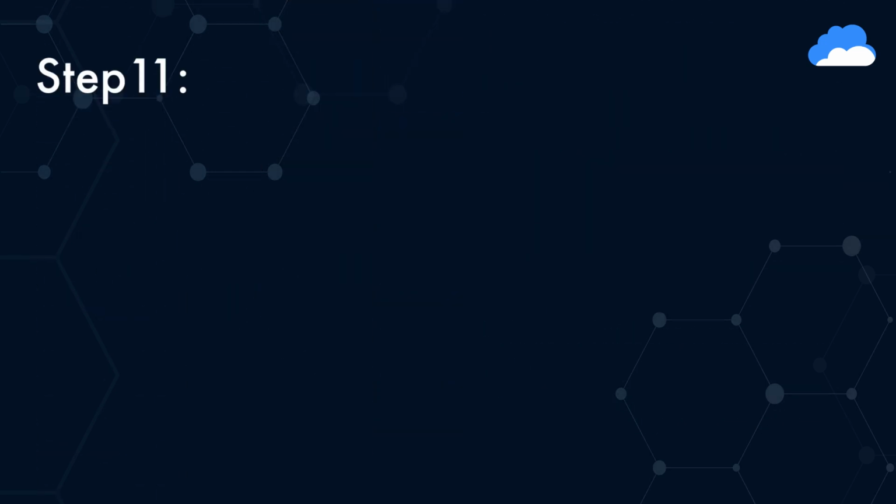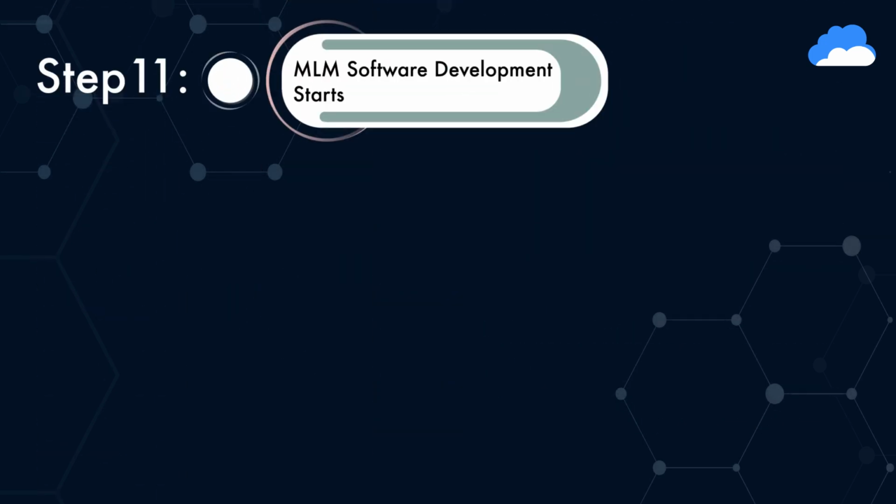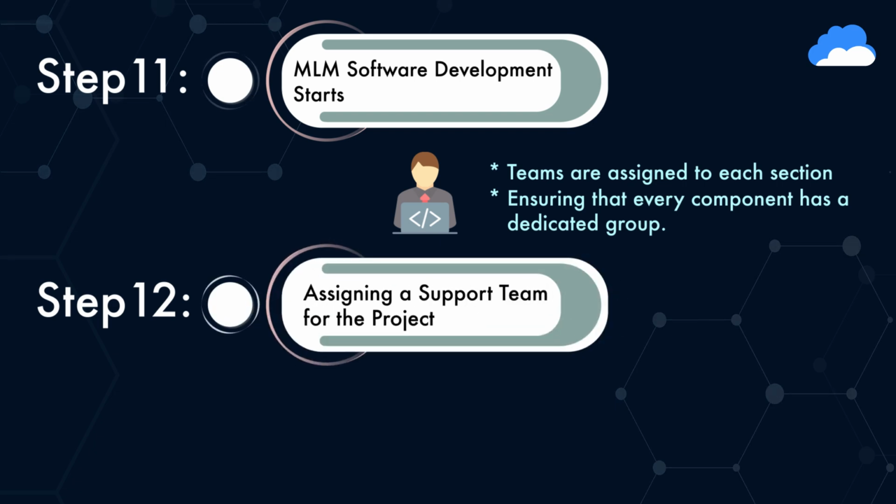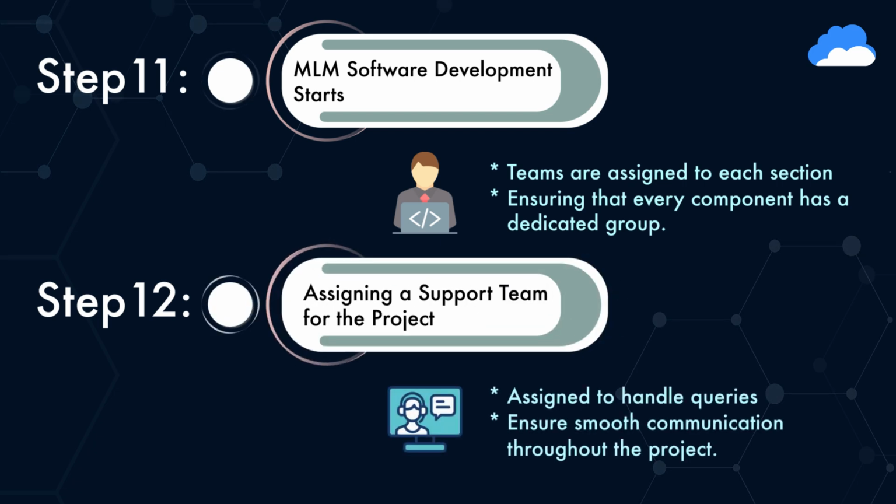Step 11. MLM software development starts. The development phase begins, translating the plan and specifications into a working product. Step 12. Assigning a support team for the project. A support team is assigned to handle queries and ensure smooth communication throughout the project.